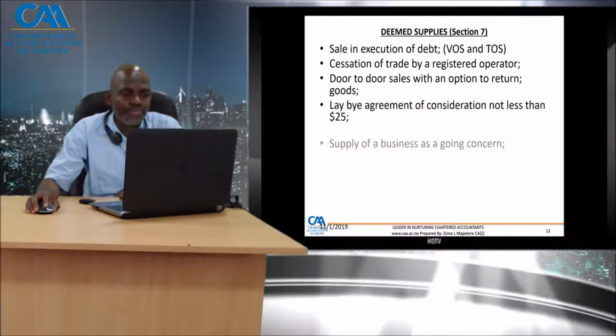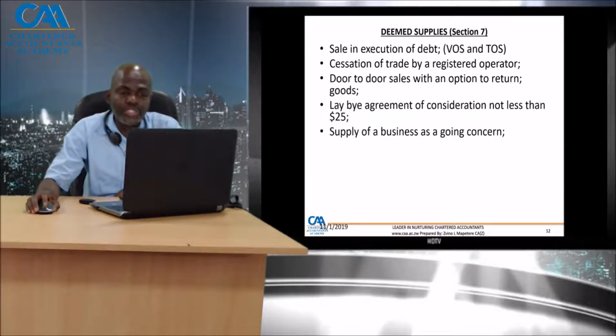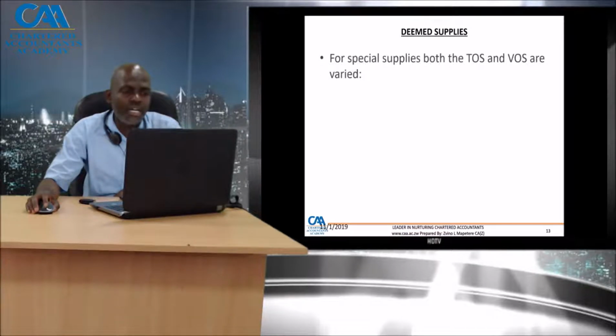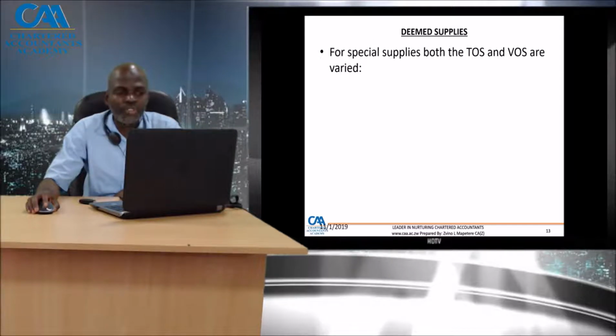Door-to-door sales with an option to return the goods, labor agreements for a consideration of not less than $25, supply of a business as a going concern, indemnity payment under an insurance, transfer of goods to independent branches. All these are specific examples of deemed supply, for which they are special in terms of both time of supply and value of supply. These times of supply and values of supply are varied.